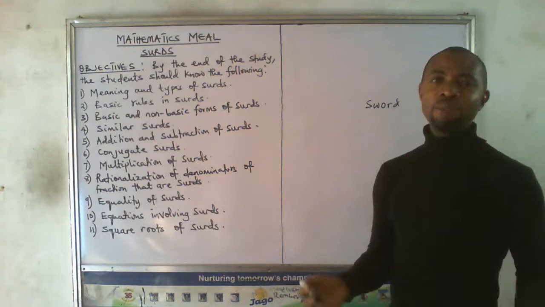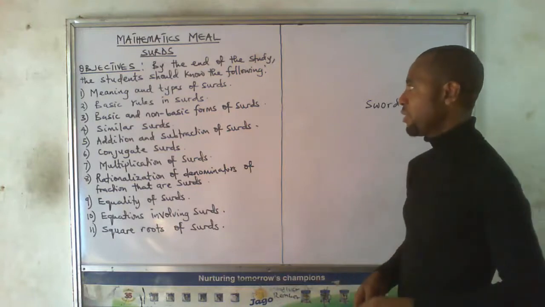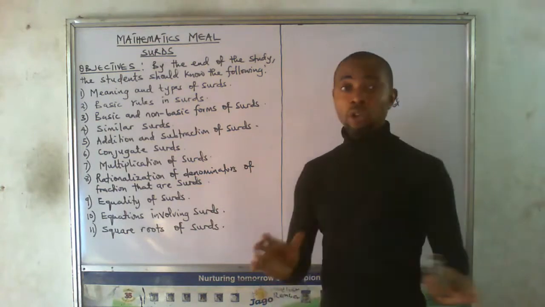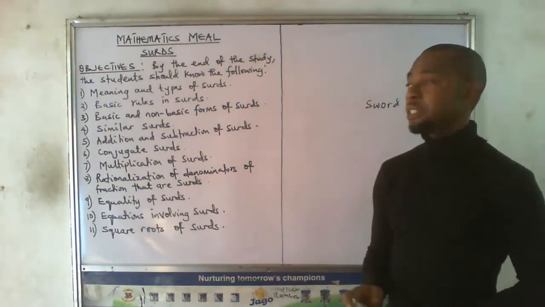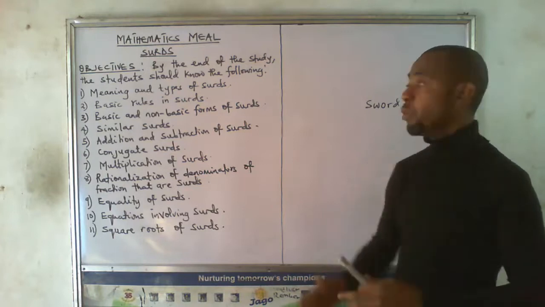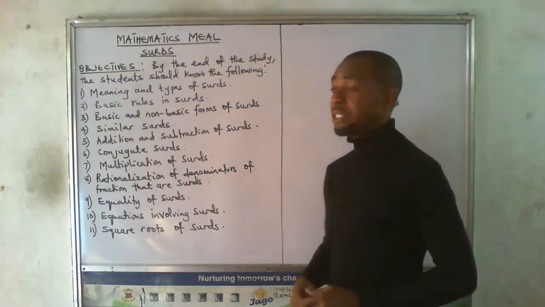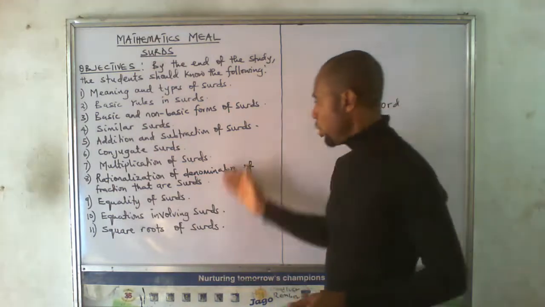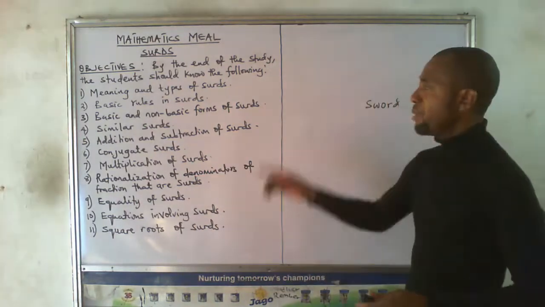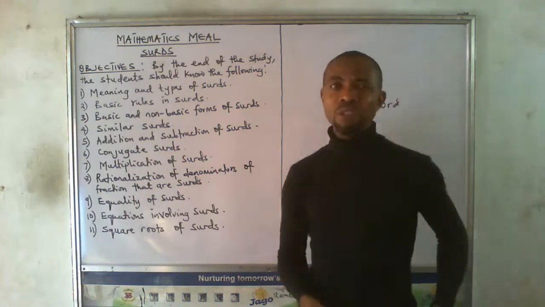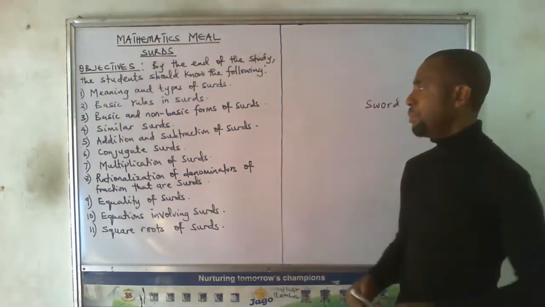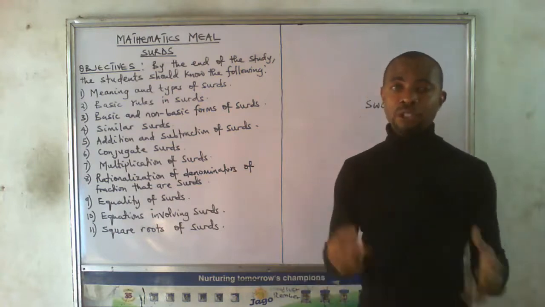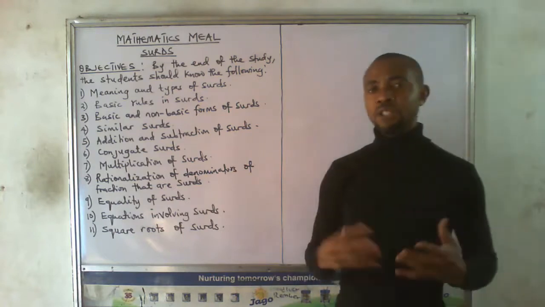Today, the objectives that we intend to cover as far as the study of surd is concerned are 11 in number. But we are not going to exhaust all of them in one class. So we are going to break it down. By the end of the lesson, the student will cover these 11 objectives, starting from the meaning and types of surd, then the basic rules in surd. Then we also look at basic and non-basic forms of surd.